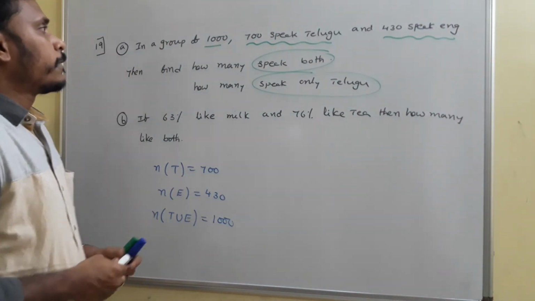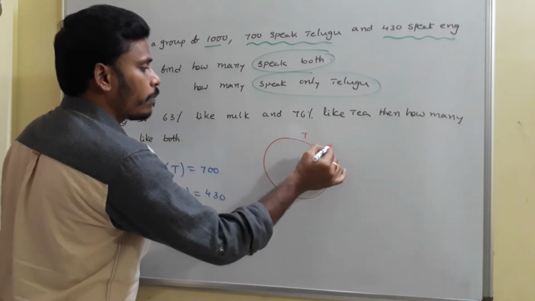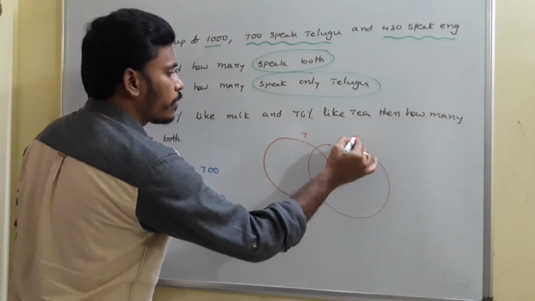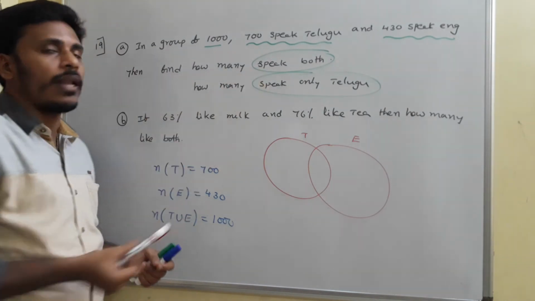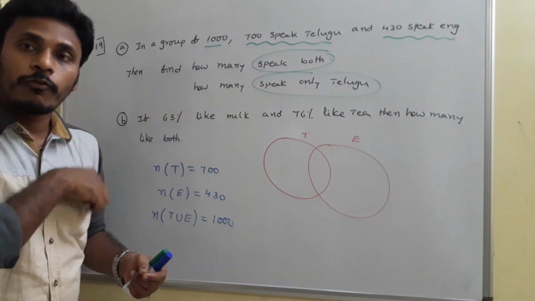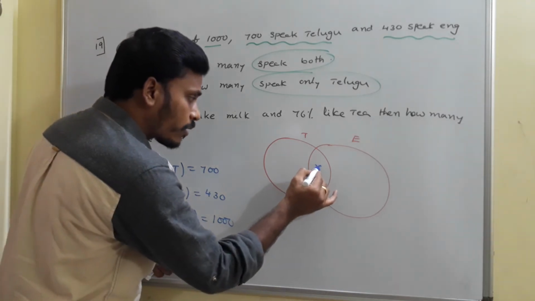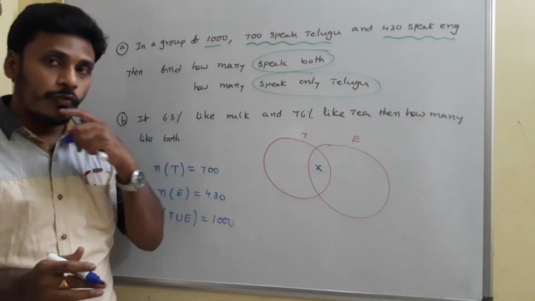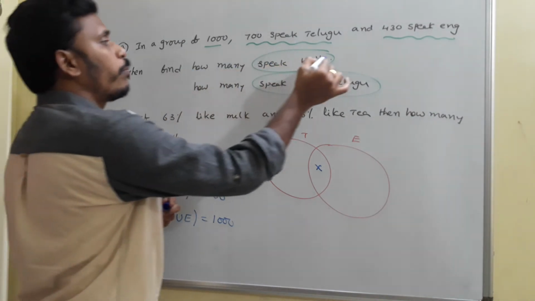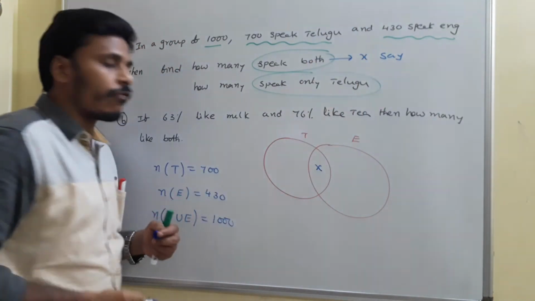You just take one circle for the Telugu speaking persons and the other circle for the English speaking persons. At the end we need to find the number of persons who speak both the languages. But I don't know that number, so you just let the number of persons who speak both the languages be x. At the end we need to find that x, because how many speak both? We are taking that as x now.